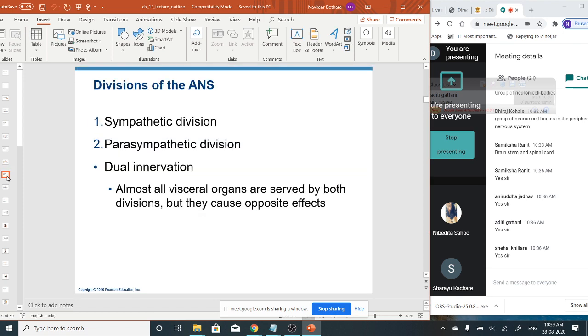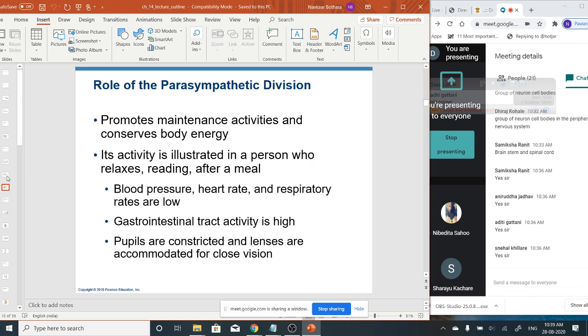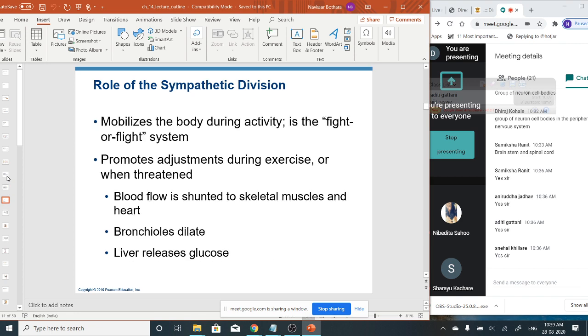So what are the divisions? Sympathetic and parasympathetic. We know that they are served by both. What is the role of parasympathetic? Some of you have answered also. It promotes maintenance activities and conserves body energy. Its activity is illustrated in patients who are relaxed, reading after a meal: blood pressure, heart rate and respiratory rates are low, GI tract activity is high, pupils are constricted and lenses are accommodated for close vision.